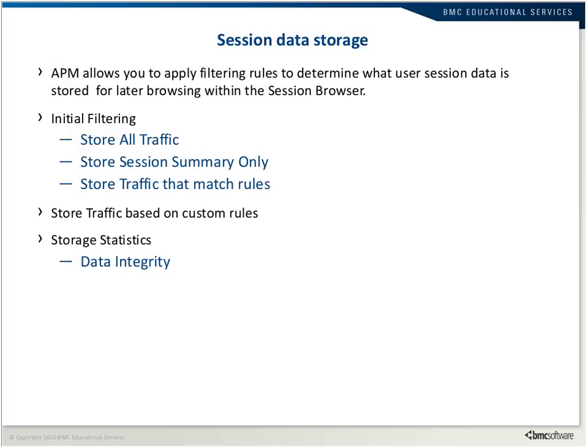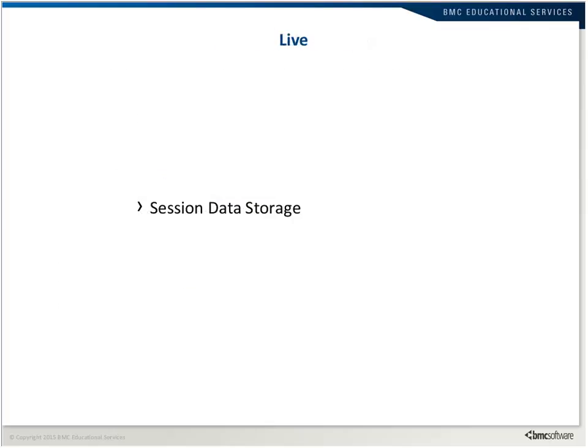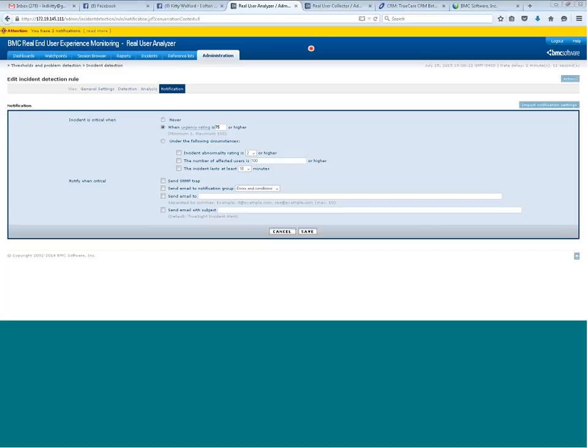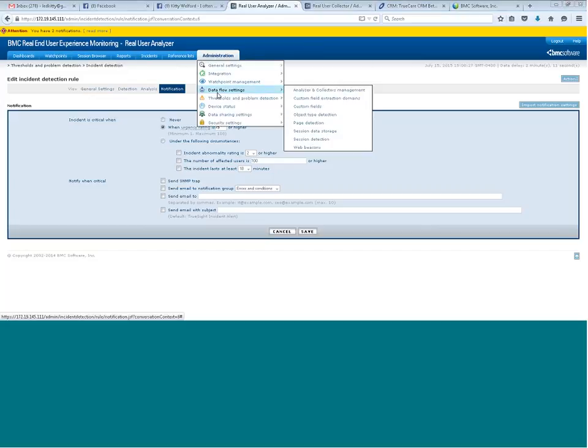So, storage statistics. In addition to knowing how much retention we have, we're also going to talk about things like data integrity and session profiles and all that stuff. So let's go look at that. That's a fun little page. Okay, so that's going to be under data flow settings. This is how the data is controlled again. So it's going to be under session data storage, right?